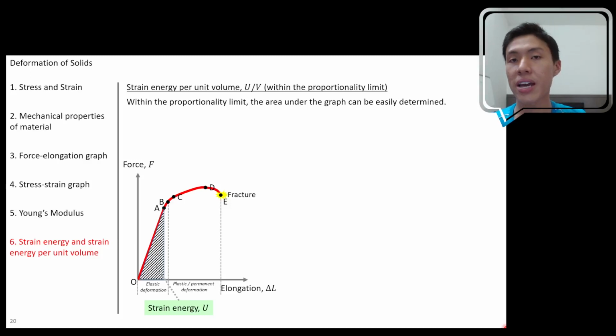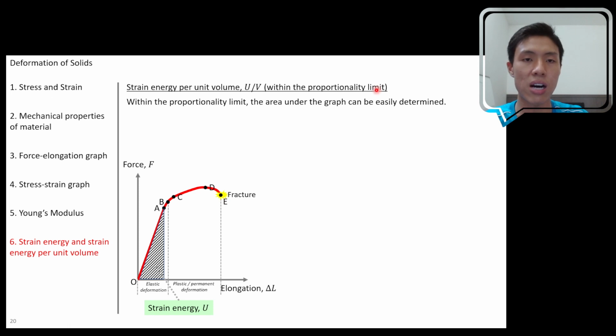Now, let's talk about another quantity which is related to strain energy. It's strain energy per unit volume, in which we take the U, the strain energy, divide by volume, which is the volume of the specimen that we have here. Again, we are going to restrict our discussion to any kind of stress that we apply within the proportionality limit. We are not going to talk about anything that goes beyond the proportionality limit.